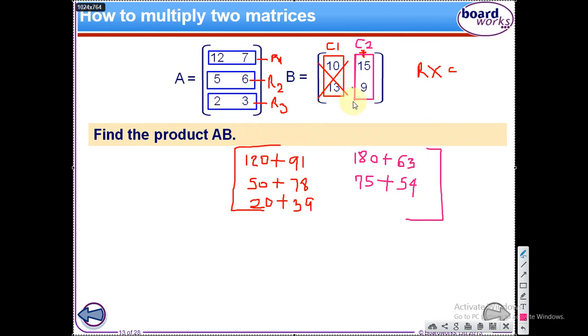Then finally, do the same here now. So 2 times 15 is 30. Then plus 3 times 9, and that is 27. So guys, we are through. So what's the final answer now?